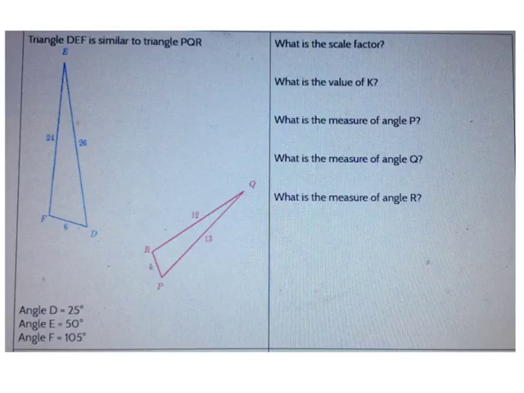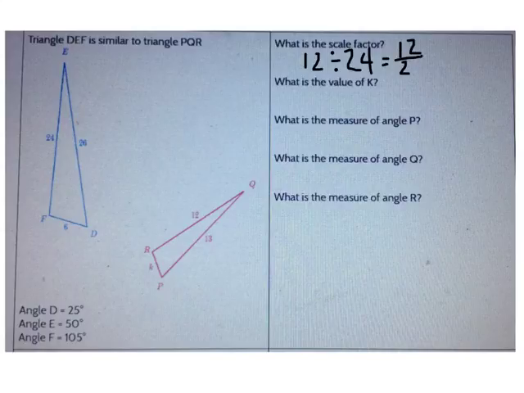Let's try another. Triangle DEF is similar to triangle PQR. What is the scale factor? Remember, I can divide a side on the new shape by a side on the old shape. How would I write 12 divided by 24 as a fraction? That's 12 over 24. 12 is the largest number that I can simplify by. So what is my scale factor? It's 1/2.